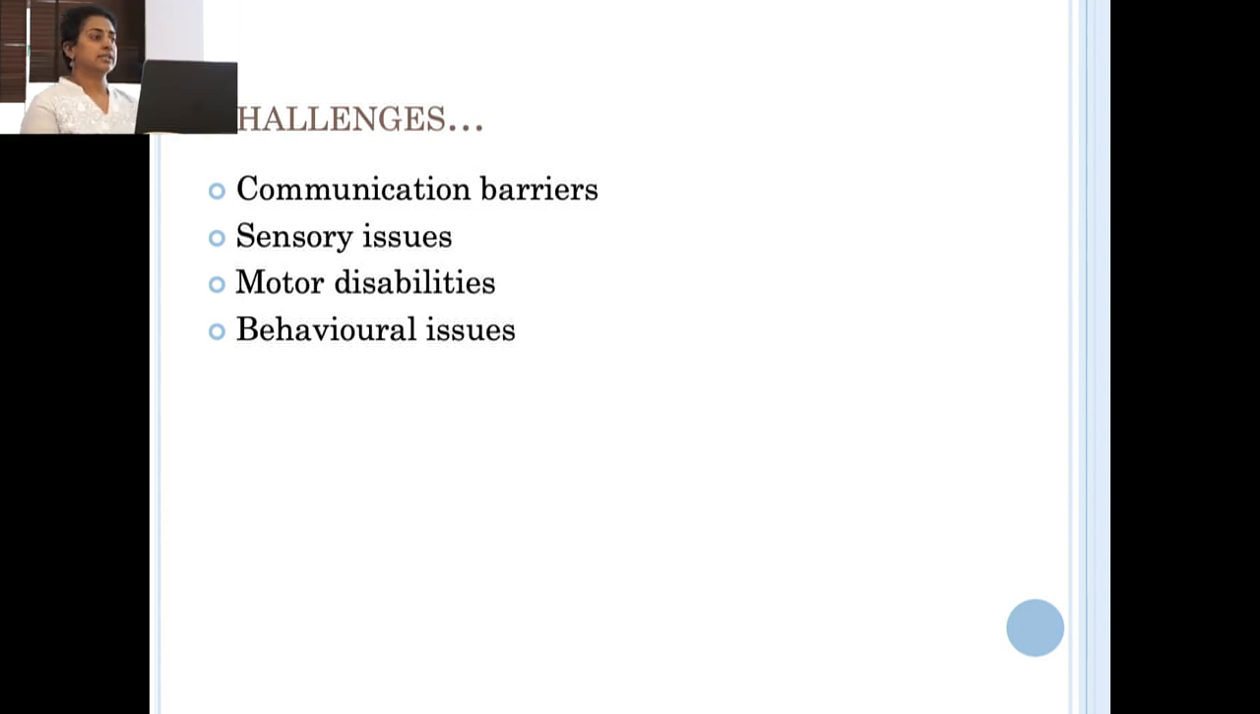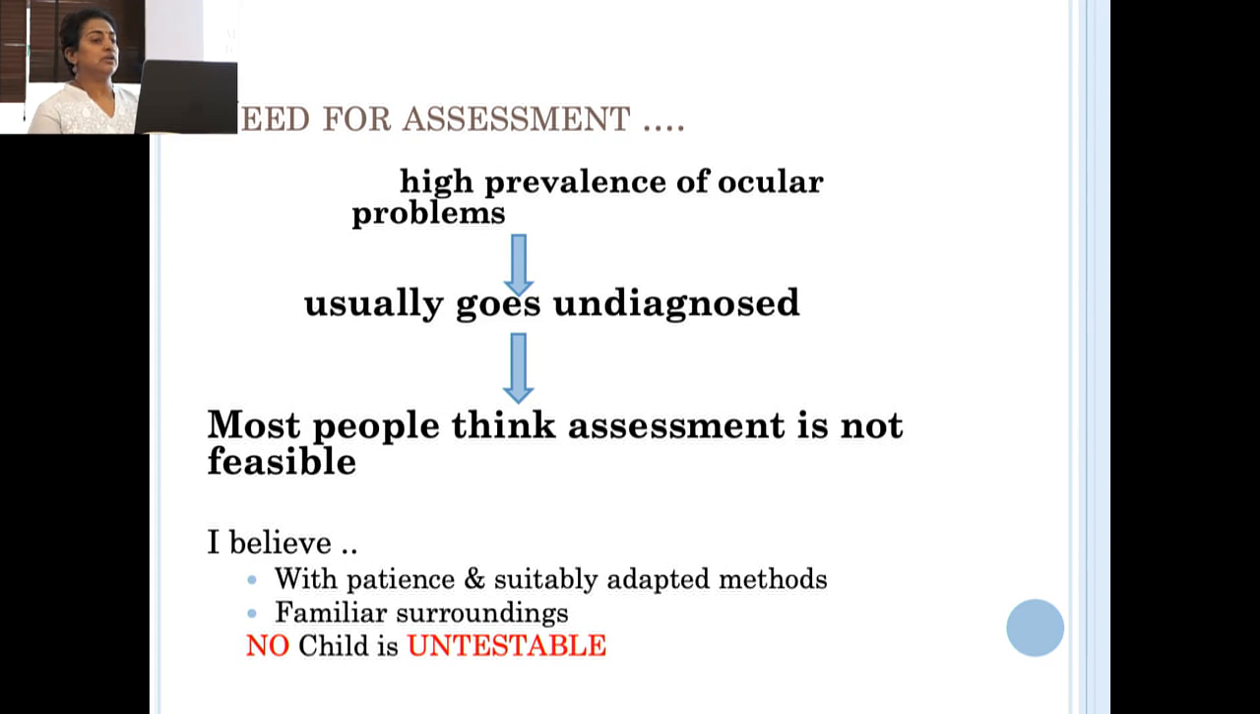Children with special needs have certain additional challenges apart from your typically developing children, like they may have communication barriers, sensory issues, motor disabilities, short attention span, etc. But the prevalence of ocular impairment is very high in this group, and it often goes unnoticed or undiagnosed because most of them think that it is very difficult to assess these children. But to my experience, I believe with patience and with modified conventional techniques and in familiar surroundings, no child is untestable.